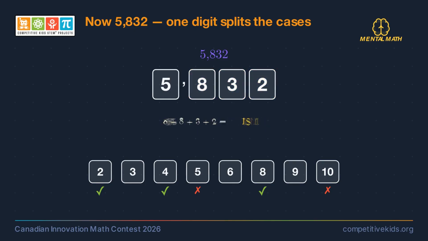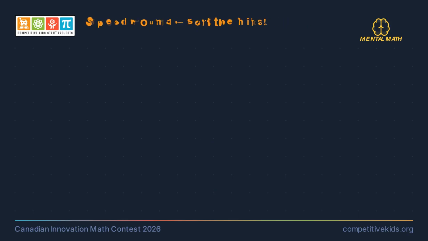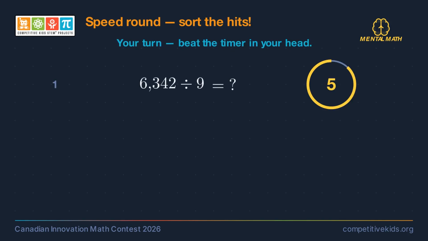The digit sum, 5 plus 8 plus 3 plus 2, is 18, so 3 and 9 fire. Even and split by 3, so 6 fires too. Now it is your turn, a speed round. Which divisors hit? Beat the timer in your head.